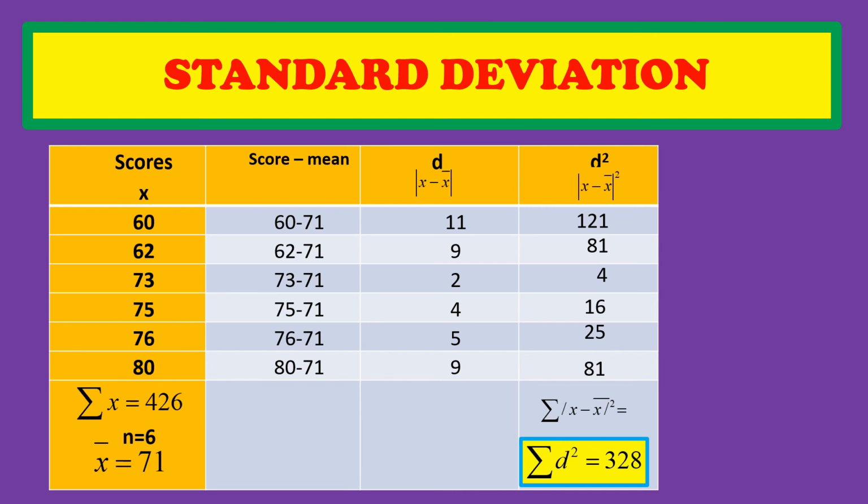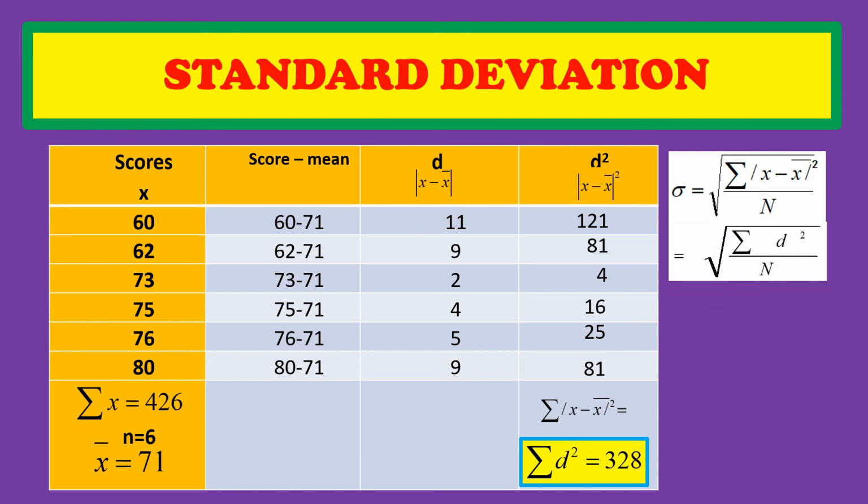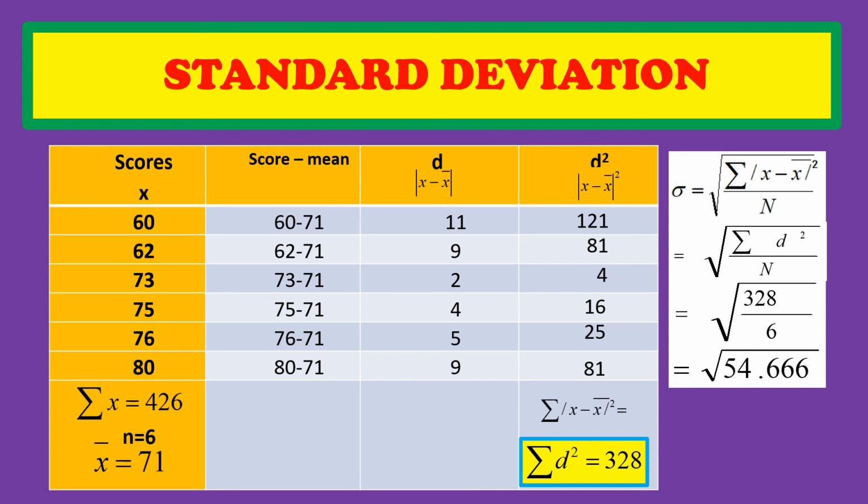So we have the formula in finding the standard deviation. We have the square root of the summation of the absolute value of the score minus the mean, squared, over n, or it can be written as the square root of the summation of d squared over n. What is the summation of d squared? That is 328. What is n? n is 6. So we have the square root of 328 divided by 6. We divide 328 by 6, and the result is 54.666. Then we extract the square root of 54.666. The result is 7.39, and that is our standard deviation.